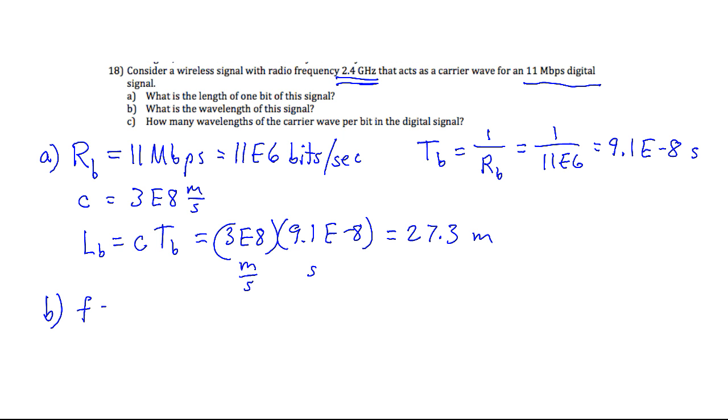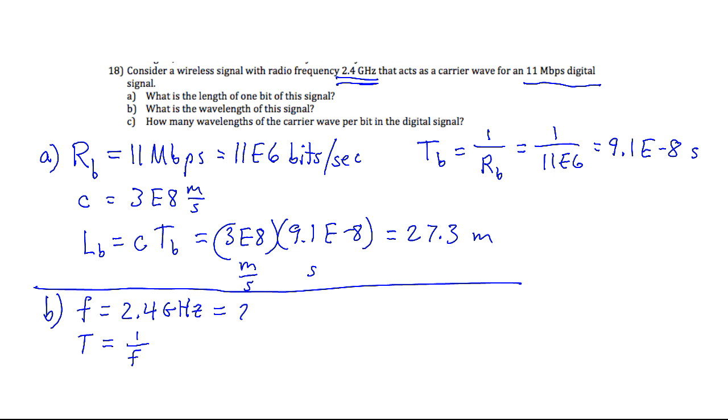We have the frequency of 2.4 gigahertz, and the period, T, and this is different from the other T here. This one we put a subscript b on for bit period. This is just the period of a sine wave, and this is 1 over f. And let's see, 2.4 gigahertz is 2.4 times 10 to the 9th hertz, or 2.4 times 10 to the 9th cycles per second. So the period is 1 over that. If I type that in on my calculator, 1 divided by 2.4 times 10 to the 9th comes out at 4.17 times 10 to the minus 10th. And this is in seconds. So that's the period.